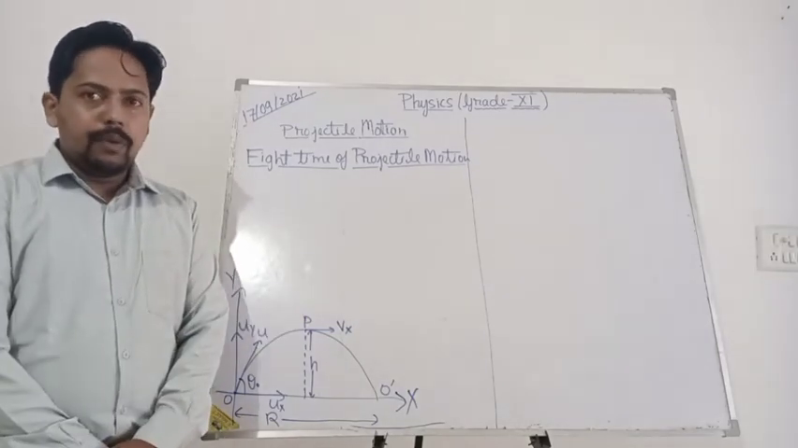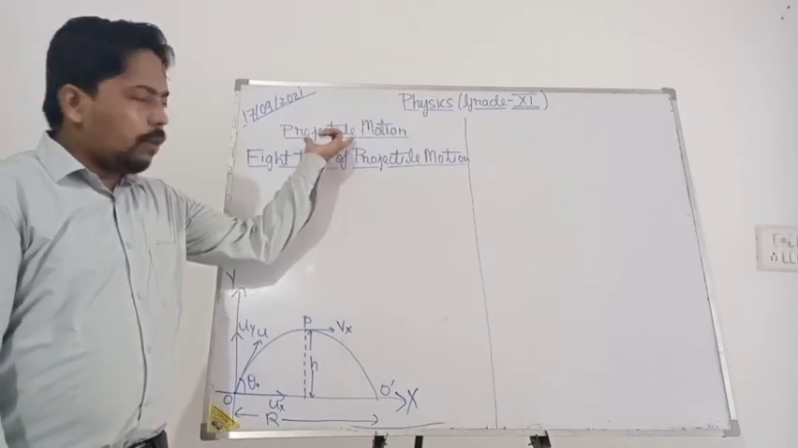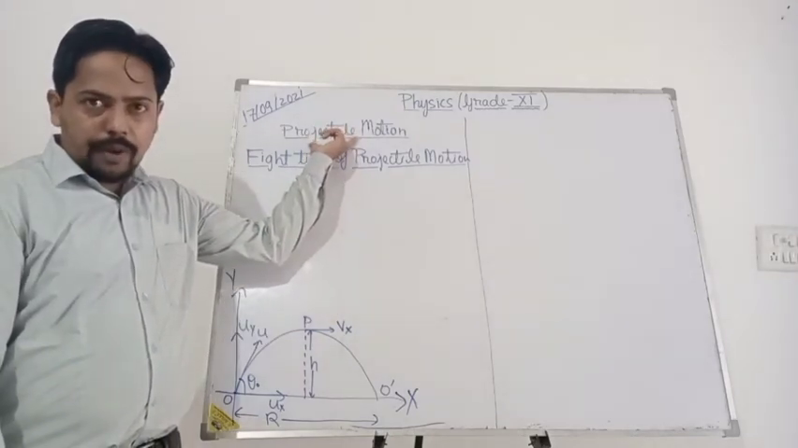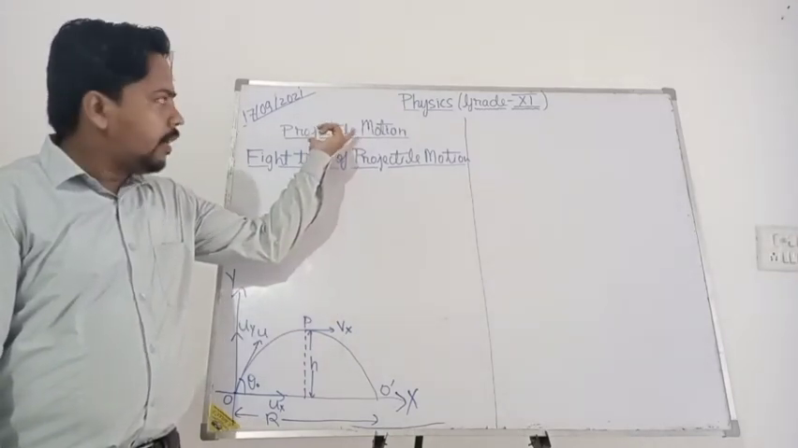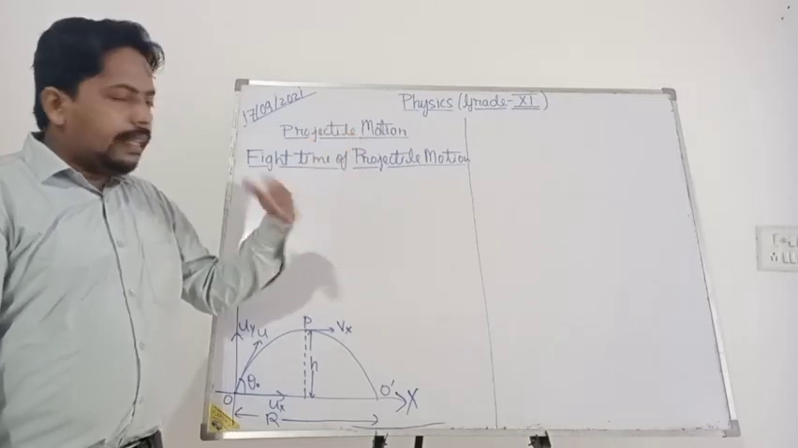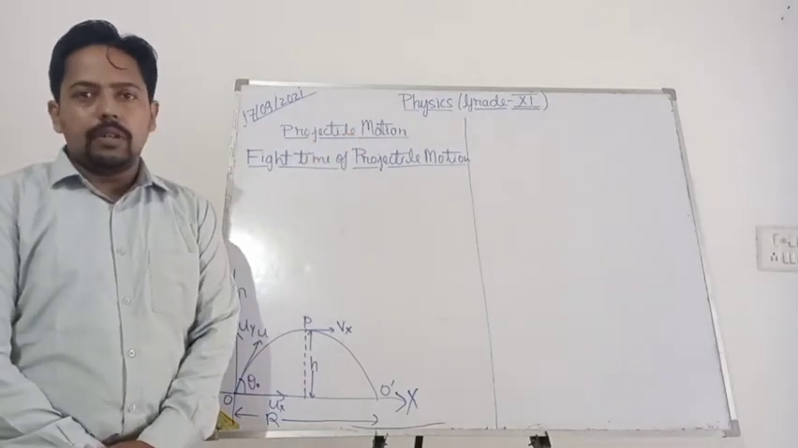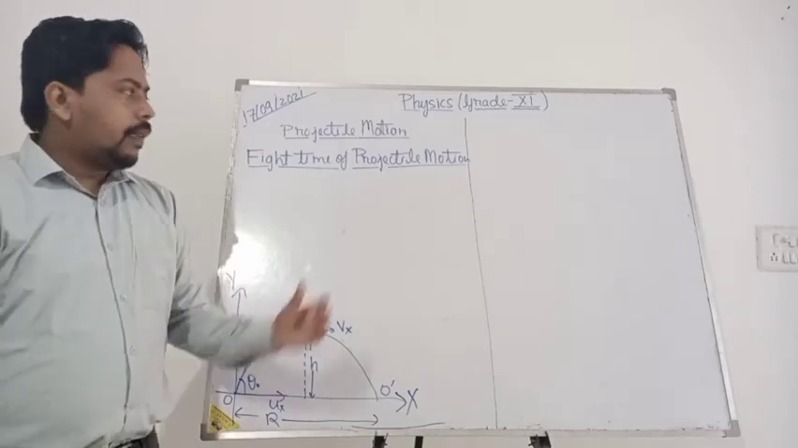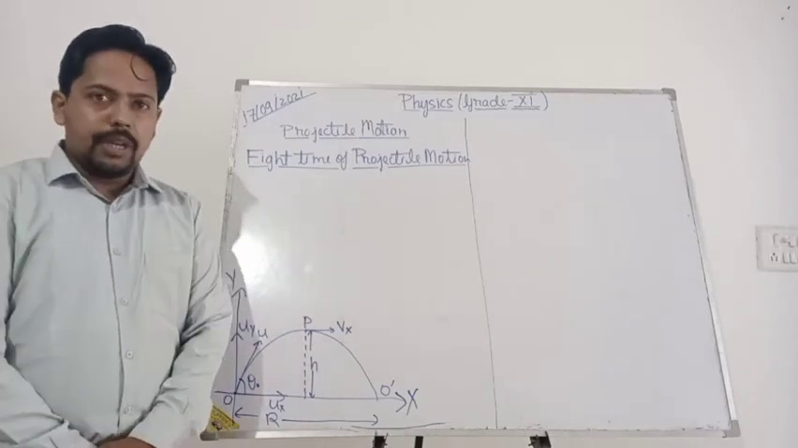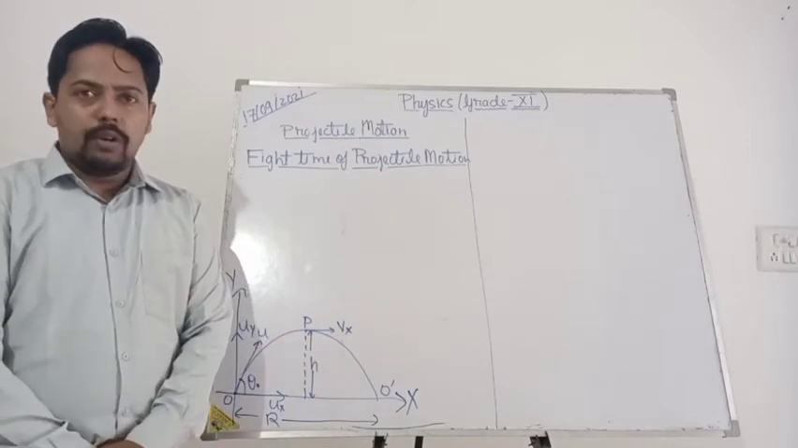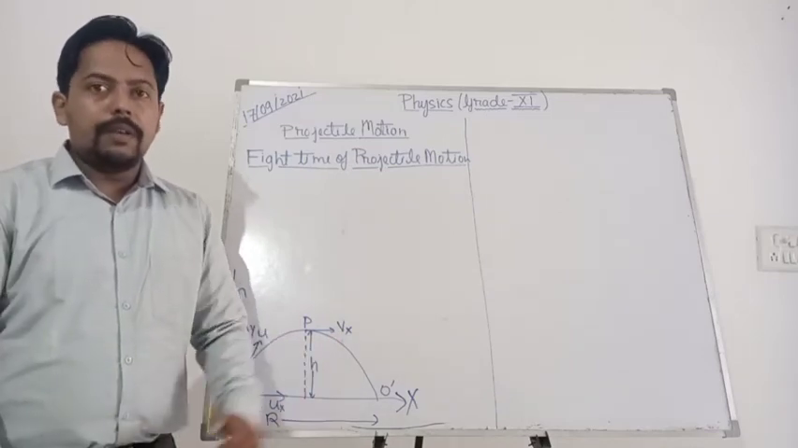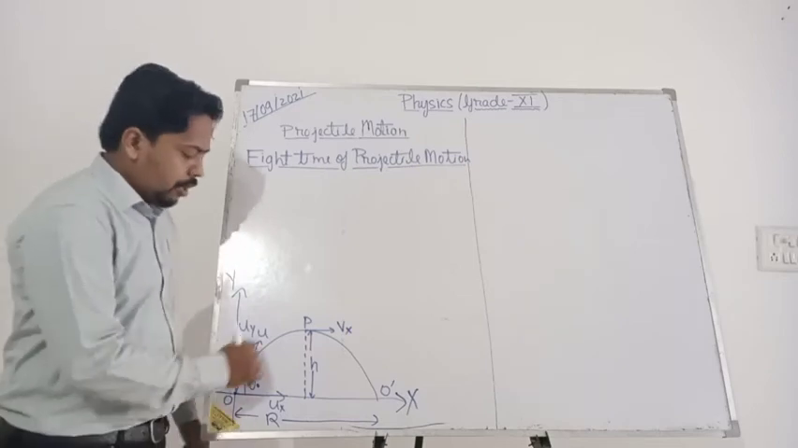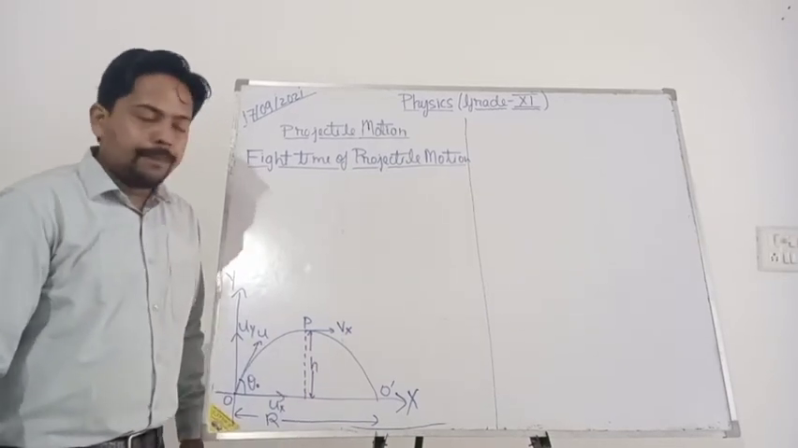Yesterday I made one video on the last topic of our fourth chapter, motion in a plane: projectile motion. In that we studied the nature of the path in projectile motion, and we derived one expression, the equation of a parabola, and that's why we concluded that projectile motion will be in the form of a parabola.